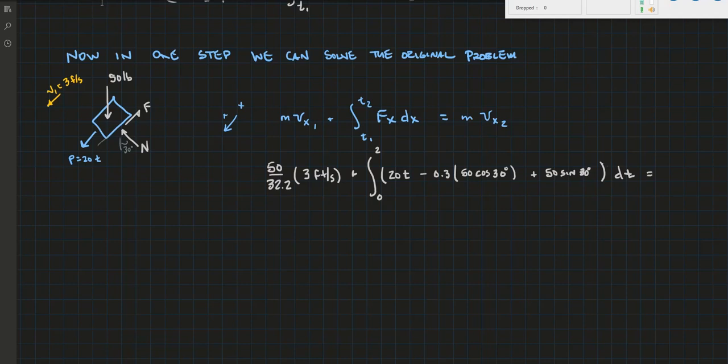And then this is going to equal our mass of 50 over 32.2 times what we're looking for, our final velocity in the x direction 2. So we only have one unknown here. We can certainly solve that relationship for vx equals, again, 44.2 feet per second.